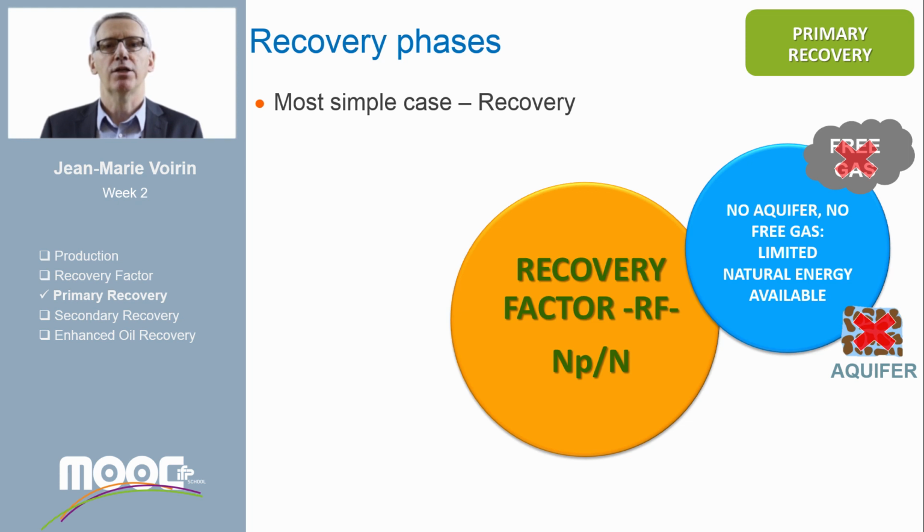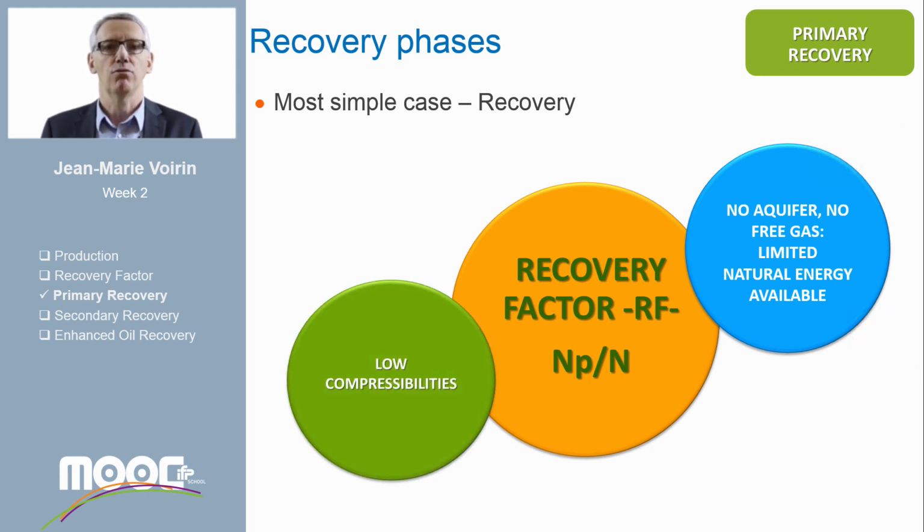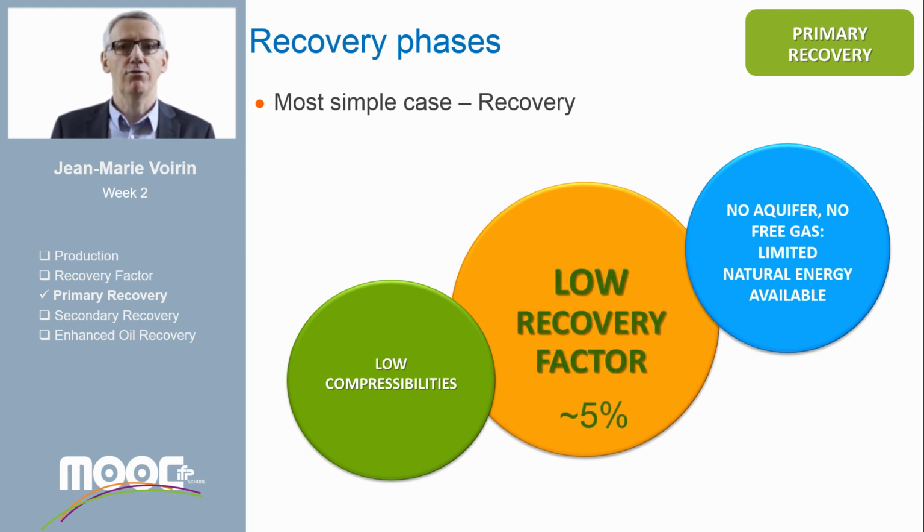In this primary recovery case, with no aquifer and no free gas, the natural energy available is limited, as compressibilities of the oil, water, and rock are very small. The corresponding recovery factor is low. When inserting typical values in the material balance formula, the calculation gives a result of around 5%, which means that 95% of the oil will be left in the ground.